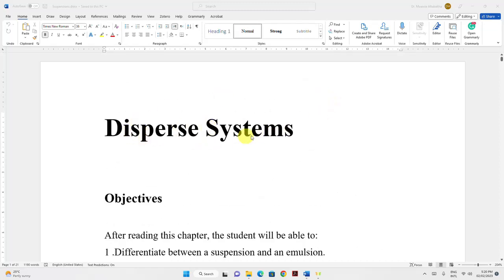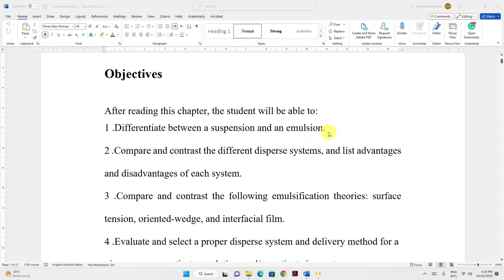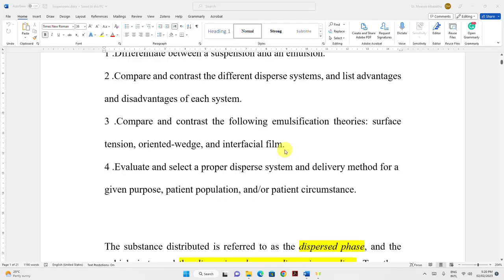Here, we said suspension and emulsion are among dispersed systems, but there are other preparations that are classified under dispersed systems, so we need to know about them. You need also to compare the different emulsification theories, and this is in emulsion, of course. What causes the emulsion to be prepared? Because as you know, emulsion consists of oil and water, and they don't mix with each other. So in order to keep them in each other, we need to do emulsification. Now there are theories for emulsification, so you need to compare between these different theories.